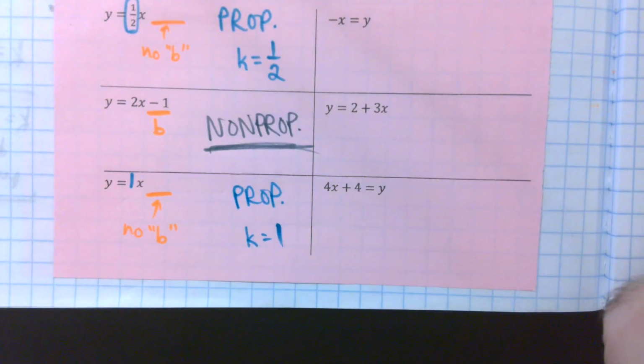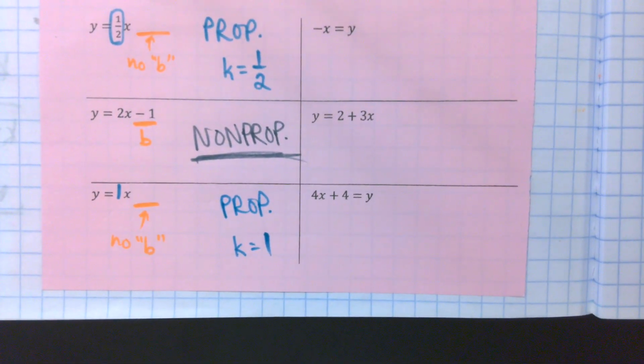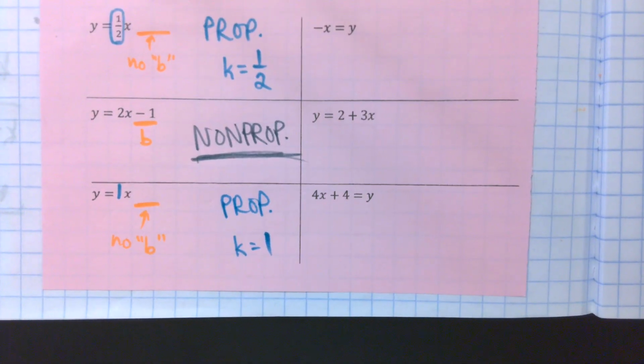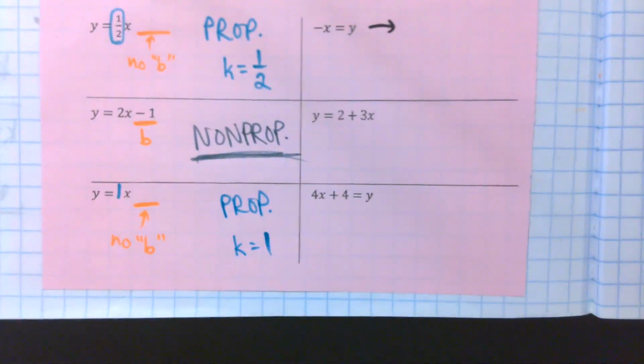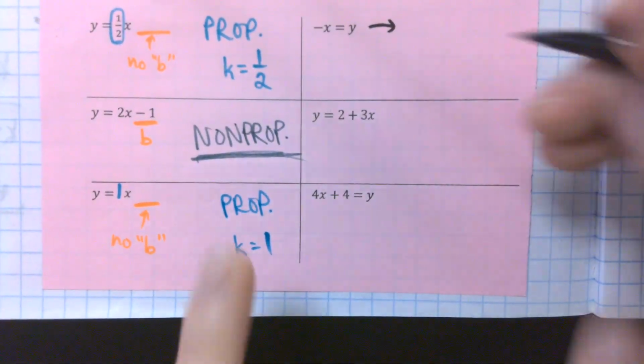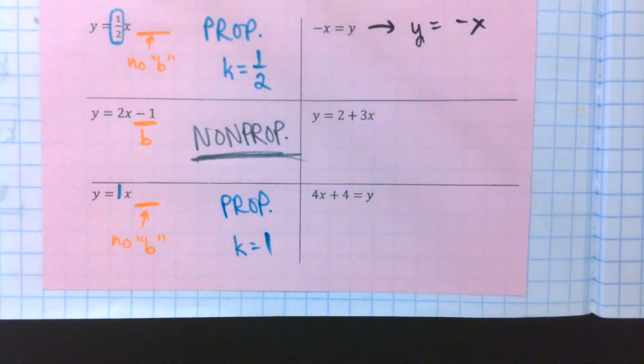Now, if I go up here, where am I? Right here. Negative x equals y. What about this equation is different from all the other ones? It's backwards. And my x is negative. Good. So, in order to make this easier on my eyes, I'm just going to swap these around and say that y is equal to negative x. Can I do that with an equation?